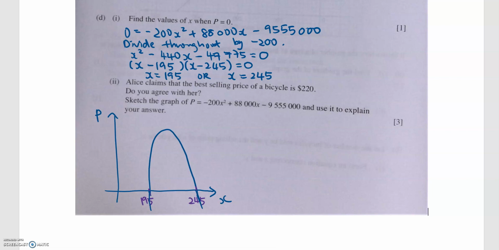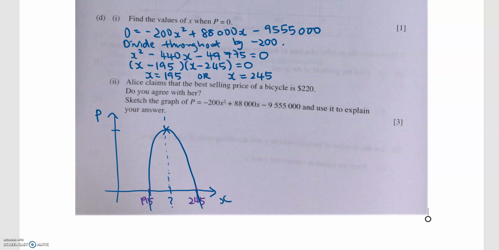And I want to find the best selling price, which will actually give me the maximum profit. So my turning point over here. So how do I find this? How do I find this selling price? Now we can actually make use of the line of symmetry of quadratic graphs to help us find this mid value.